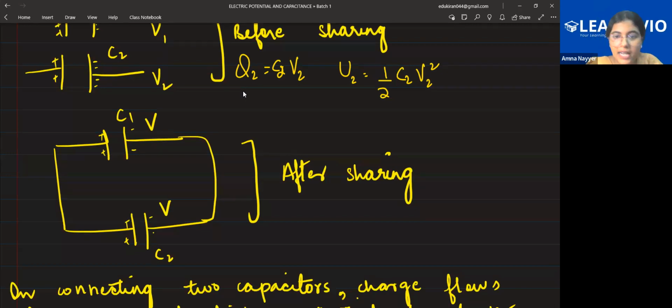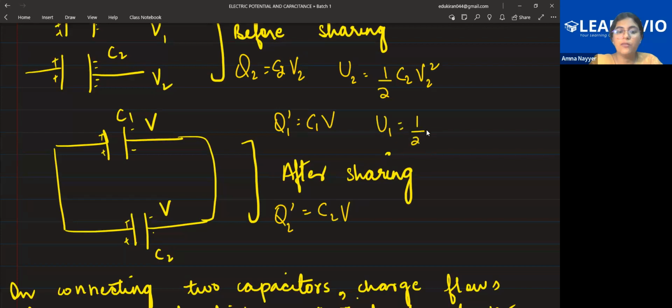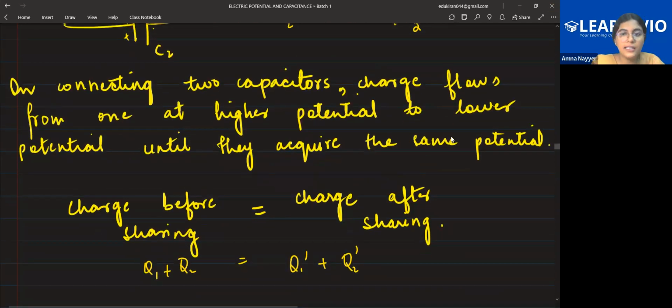Now, when the potentials are the same, at that time only the charges will stop flowing. So after sharing, Q1 dash is C1 into V, Q2 dash is C2 into V. The energy is half C1 V square and half C2 V square. Basically, there's a change in the potential only because the potential is the same. It's a common potential that is present. On connecting the two capacitors, charge flows from the one at higher potential to the other at lower potential, until they acquire the same potential.